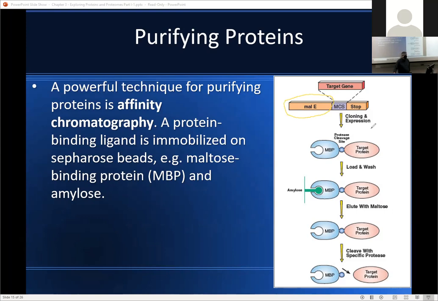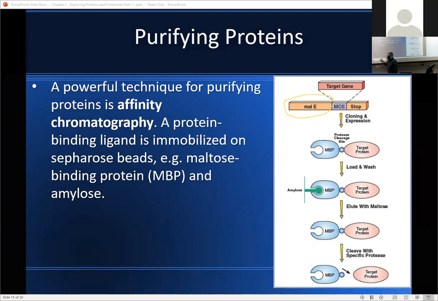We already went through this example. Maltose binding protein binds to amylose with very high affinity. So we can do affinity chromatography in order to purify our fusion protein. And affinity chromatography, like we talked about before, is a very powerful technique. Oftentimes, we can purify our protein with just one single step of affinity chromatography.